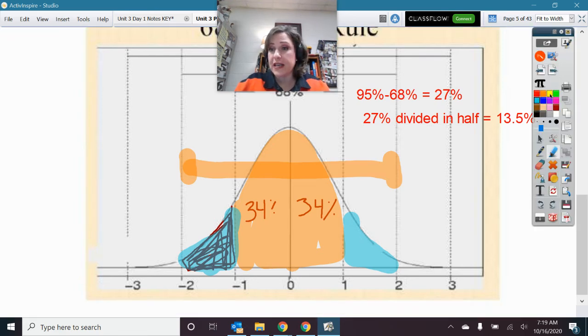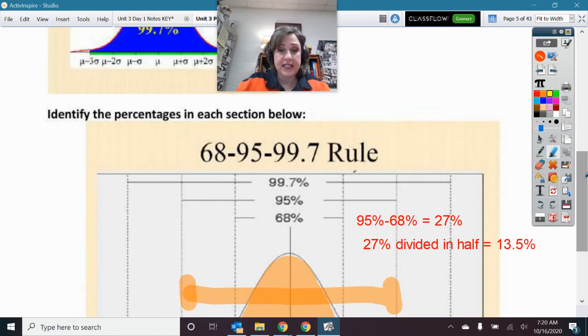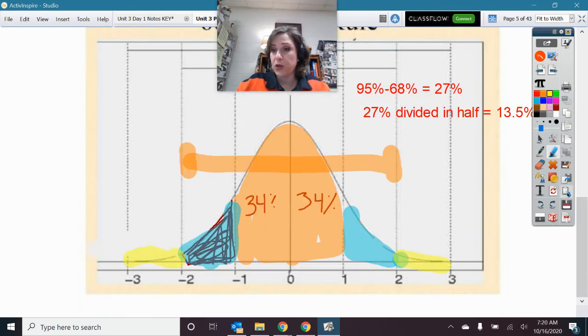All right, I want you to do the same type of computing and find out what is in each one of these sections here from 2 to 3 standard deviations down. And you're using this idea of the 99.7% being 3 standard deviations across. Okay, so compute that.